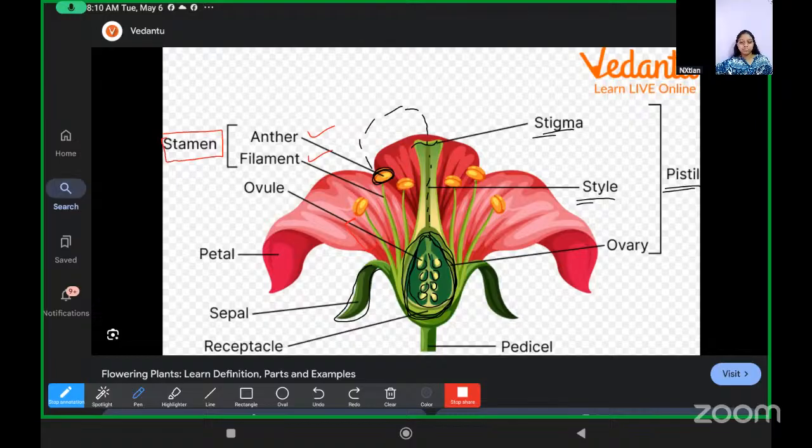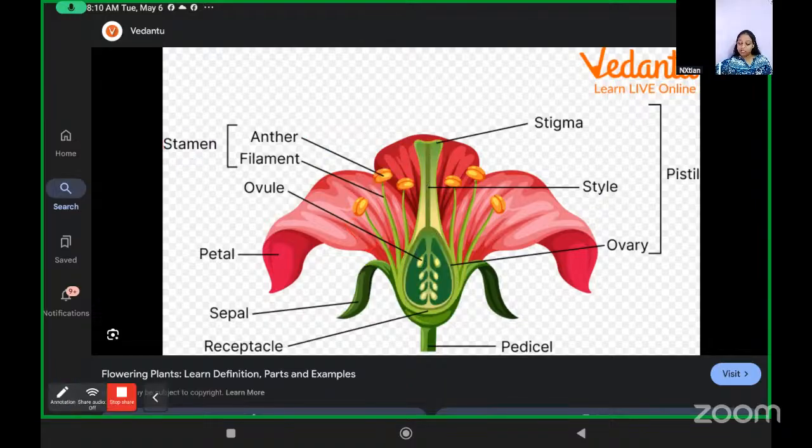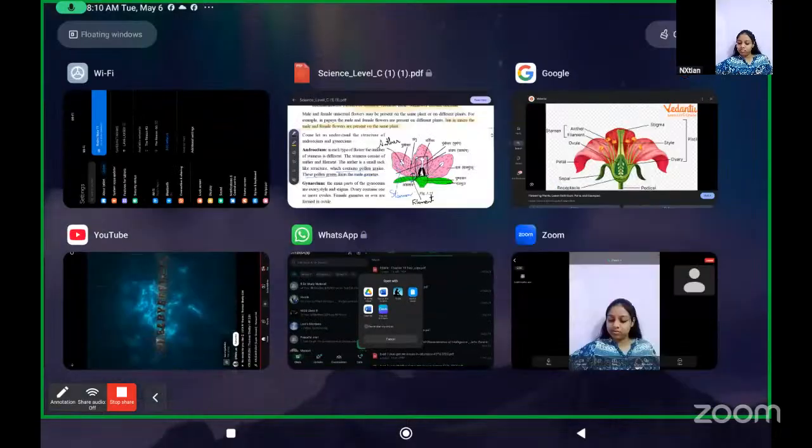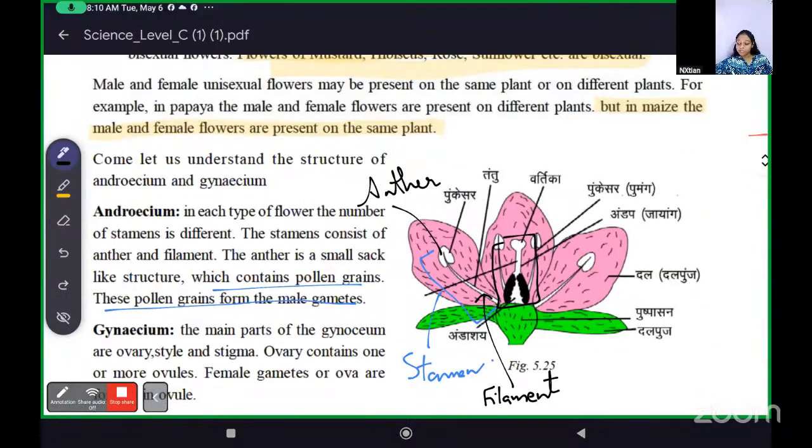Understood? Firstly, tell me, understood all the parts of the plant? Any doubt in this? Yes, ma'am. Understood. Okay. Abraham? Yes, ma'am. Understood. Okay.